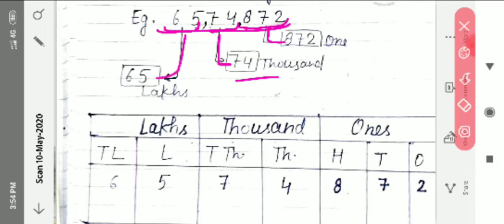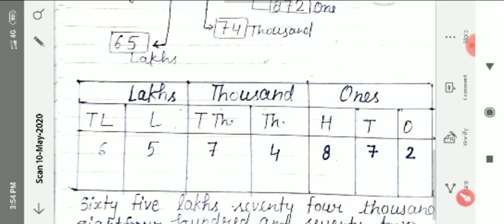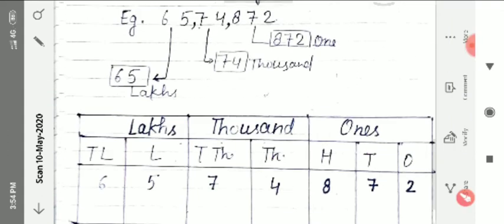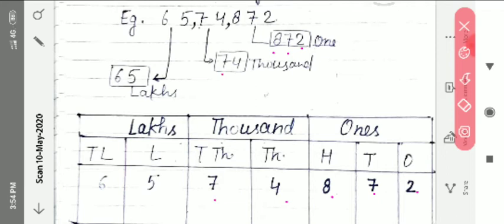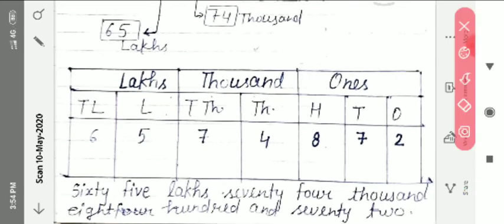Okay, so here we will need only 3 periods as I have done here: ones, thousand and lakhs. In the ones period, three places are there: ones, tens and hundred. Thousand and 10,000. In lakh, lakh and 10 lakh. So as you can see here, the digit at the ones place is 2, tens place 7, hundred place 8, thousand place 4, 10,000 place 7, and lakh place 5, and 10 lakh place 6. So how do we call this number in naming words also? What will be the number name of this number?